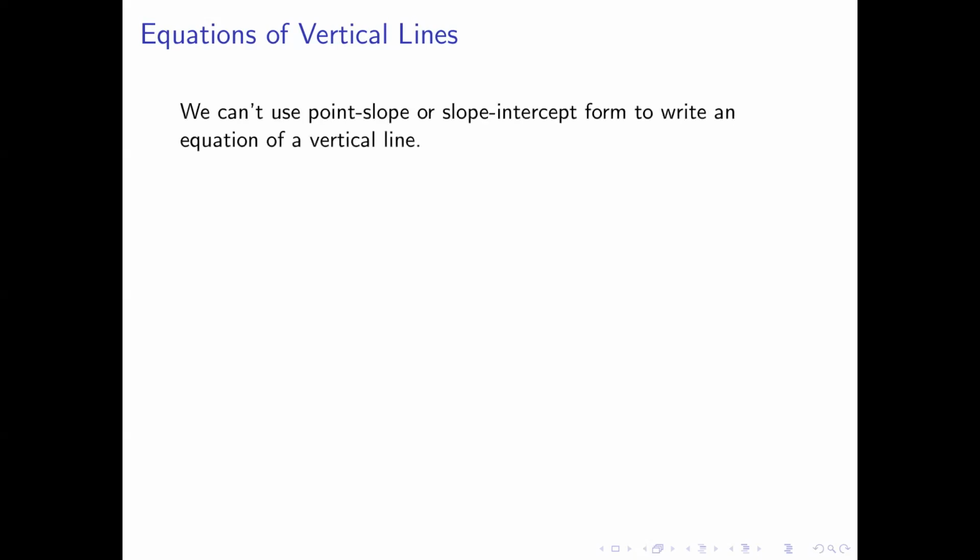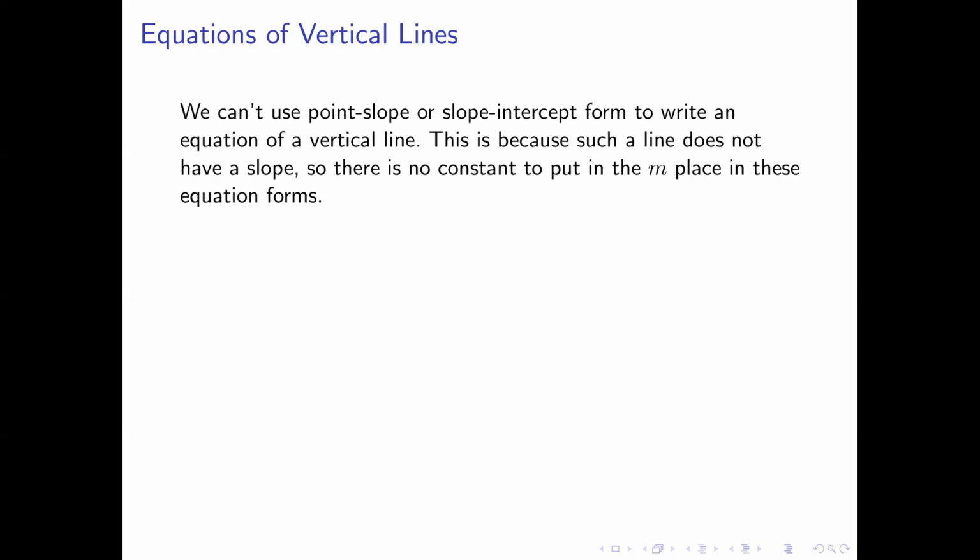Let's see what effect that has on equations of vertical lines. One quirky thing about vertical lines is we can't write their equations in either of our two familiar linear equation forms, point-slope form or slope-intercept form. The problem is that both of those equation forms require something to go into the m place, the slope place in the equation, and we don't have anything to put there. There is no slope to plug in for m.